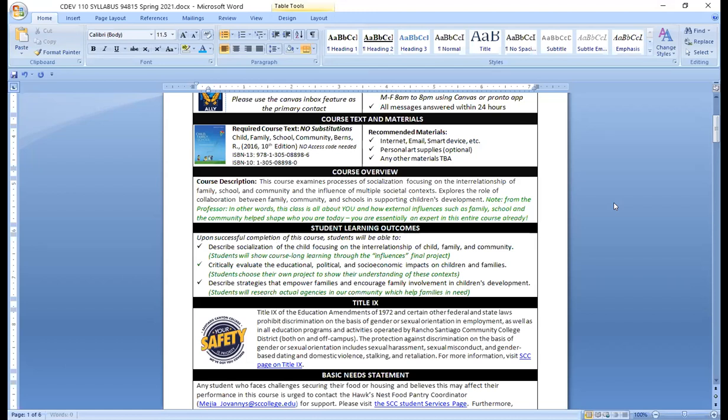We are actually going to do vignettes or little stories about families, and we're going to figure out how to help them with our actual agencies in our actual area. So really excited about that too.